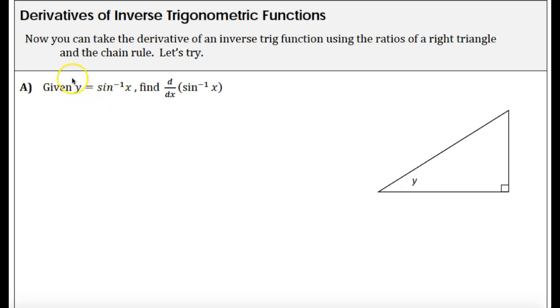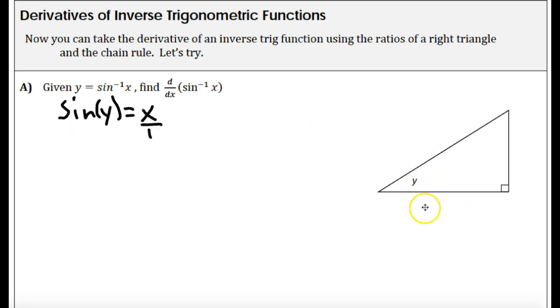Now this equation is the same as if I were to take the sine of both sides, I would end up with sine of y equals, now if I take the sine of the inverse sine, those are inverse operations and they cancel out and I just get x, right? Well, this is the same as x over 1, right?